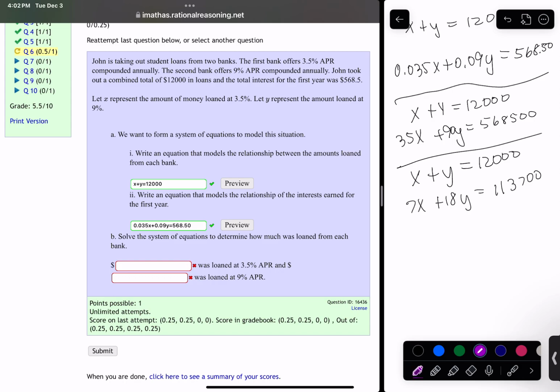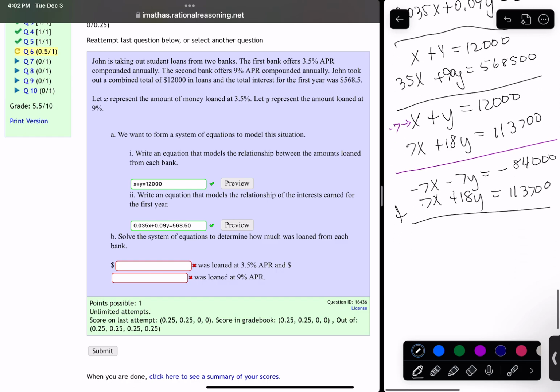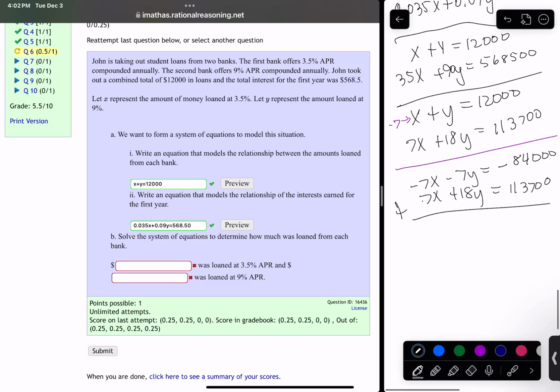I mean, they're still pretty gross. I'm going to multiply this top one through by -7. So if I multiply the top by negative 7, I get negative 7x minus 7y. And then 12,000 times negative 7 is negative 84,000. Okay, so now I can use elimination. I'm ready to just add those two together.